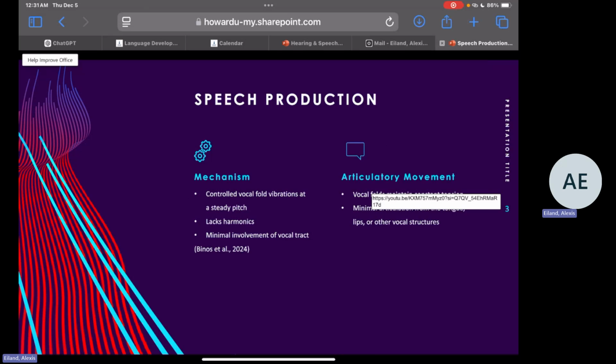Articulatory movement. Vocal folds maintain constant tension while vibrating, and there is minimal usage of the tongue, lips, and other vocal structures.